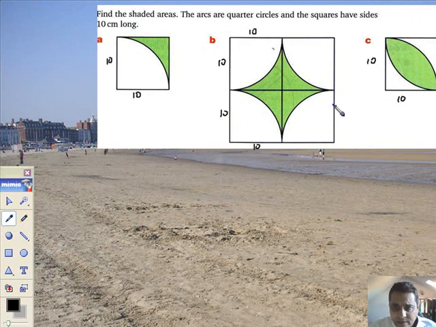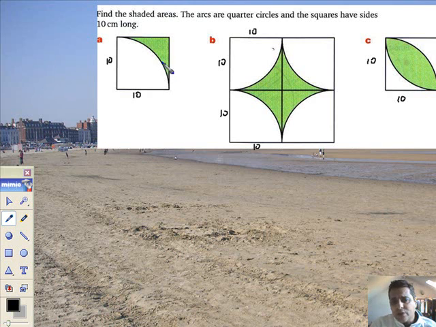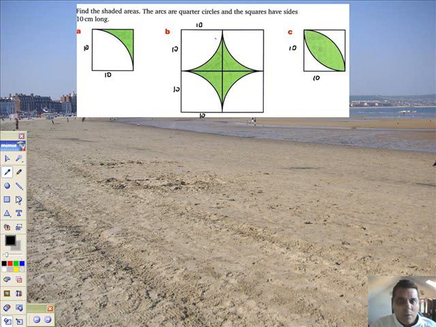I'm not looking forward to 7C, I really have to think about that one. But anyway, what have I got here? Find the shaded areas. Essentially, I've got the area of a square, 100, clearly, 10 by 10, and then I'll take away the area of a quarter of a circle, and I've got the green bit that I want. Why don't we try and do this in one step? So this is me doing A.